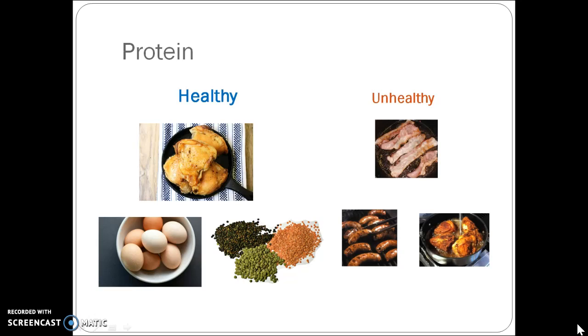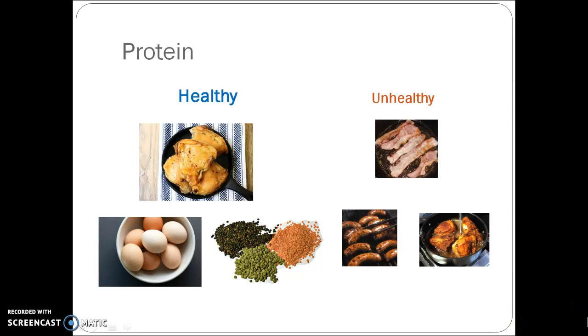So for the healthy options, we have chicken, eggs, and for those of you who may not consume animal products, lentils are also a great source of protein. On the other hand, we have unhealthy sources of protein, which include fried foods and foods that are processed, such as sausages right here or hot dogs.